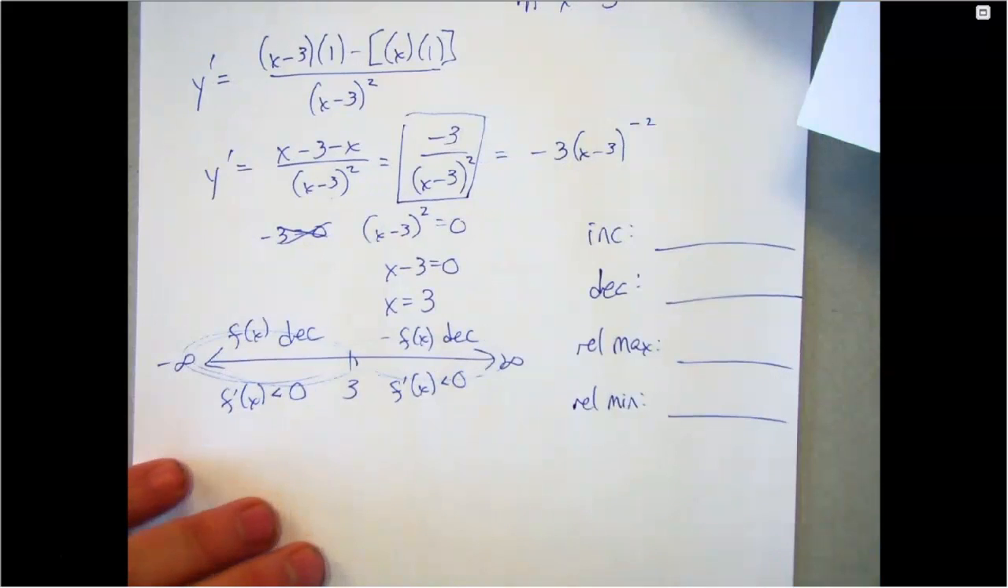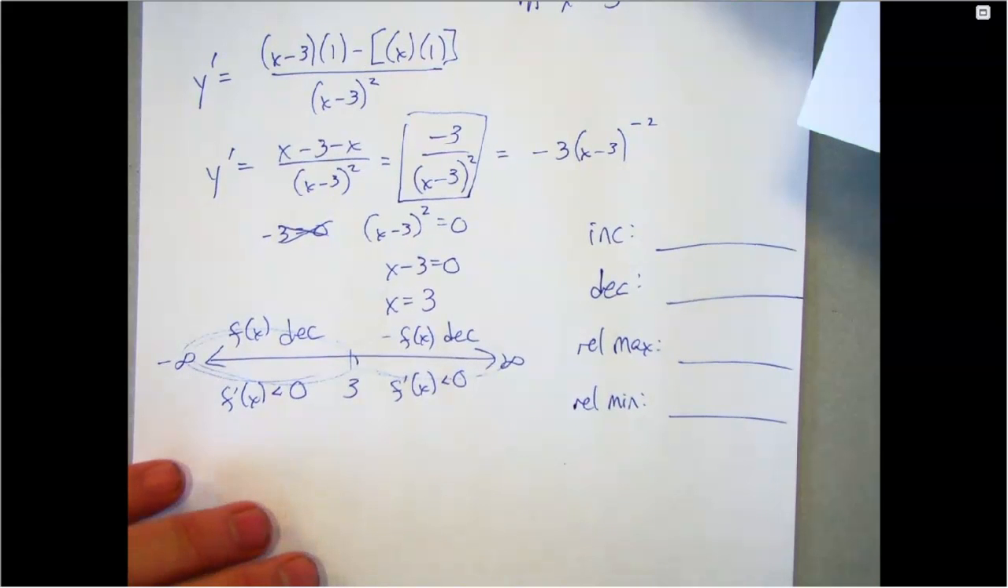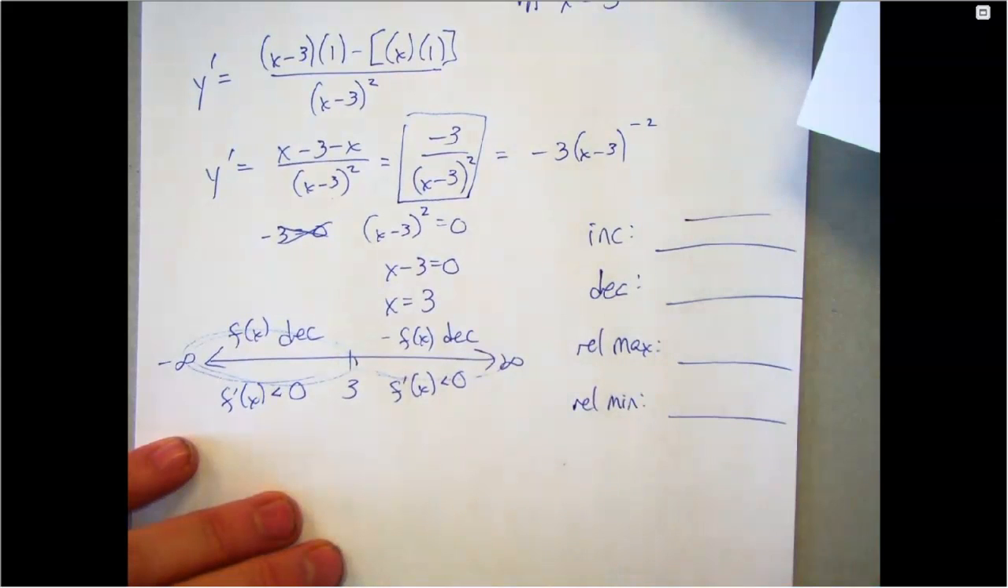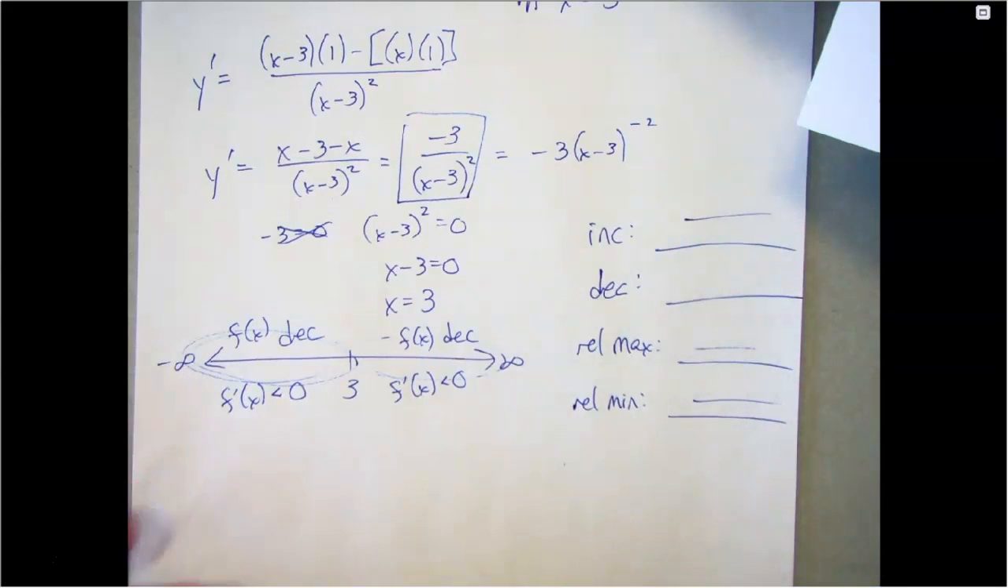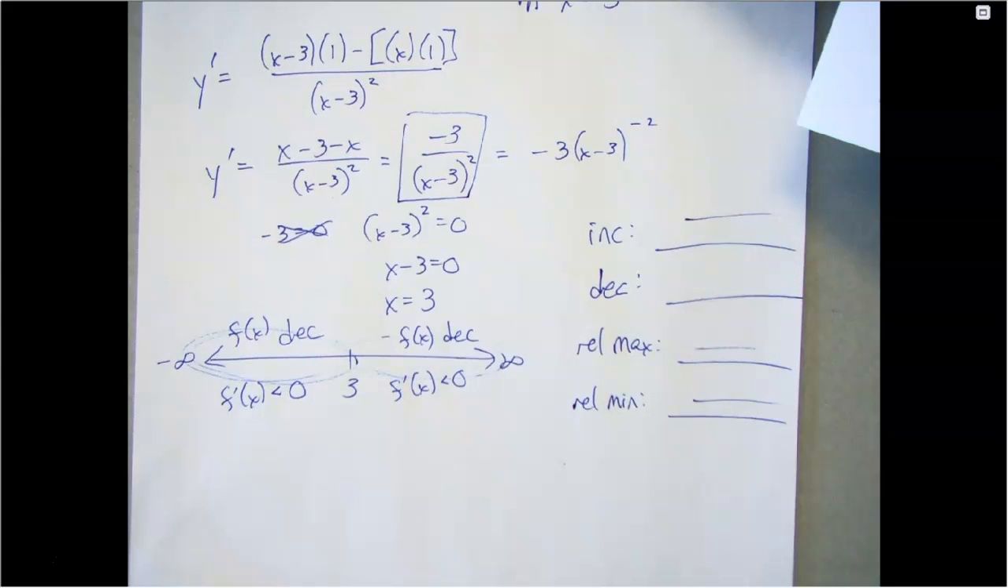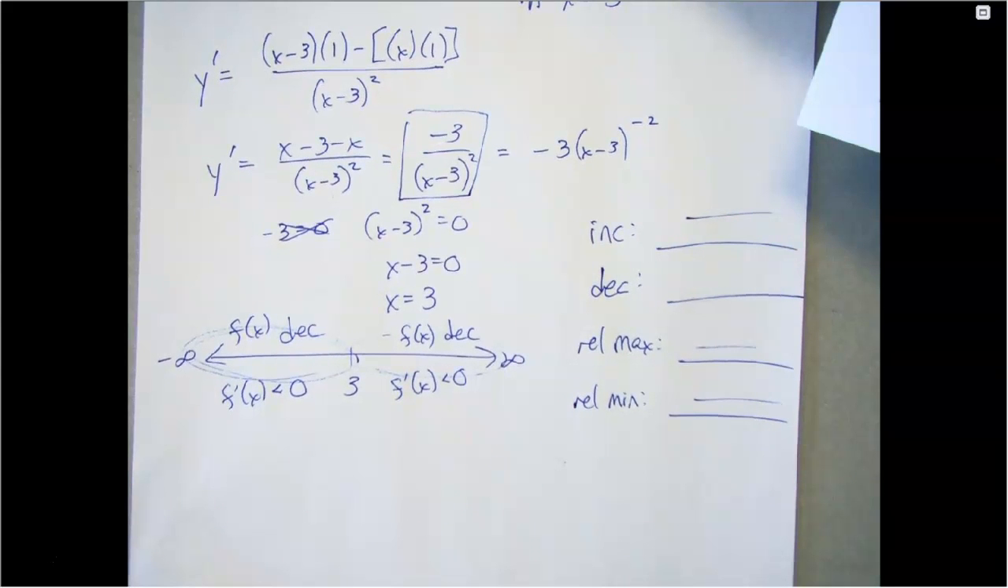Relative max, relative min. It's never increasing. Are there any times that it's a relative max or min? No, because it's just decreasing the whole time. Remember, for a relative max, f of x would switch from what to what? Increasing to decreasing. If I want a min, f of x goes from decreasing to increasing.